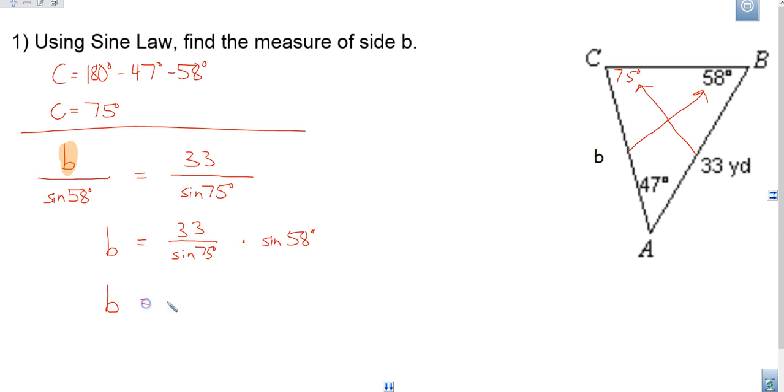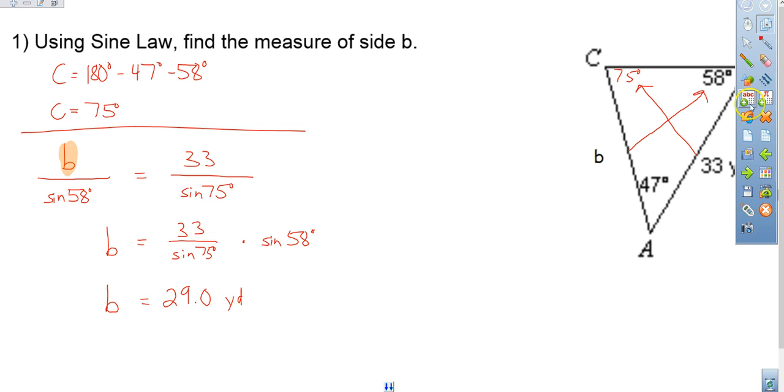It's not a problem. Now, to one decimal place is how we normally round our side lengths. So if I get 28.97, that would actually round to 29.0. In this case, the units is yards. Alright, so there's my answer.